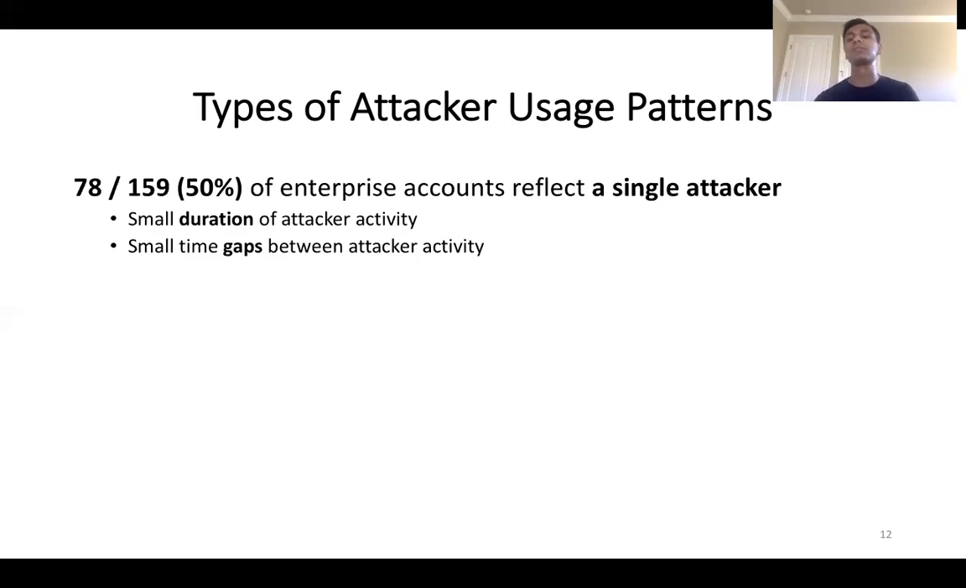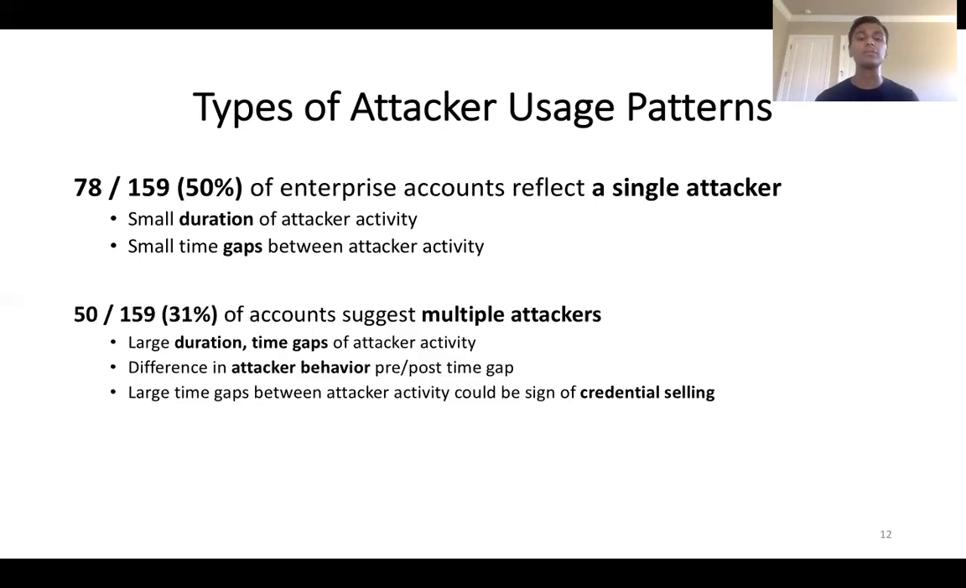Now, what about the accounts on the opposite side of the spectrum? Namely, accounts with longer durations of attacker activity and longer time gaps between the attacker activity. We did a more in-depth analysis into these accounts, and we used something called the Jaccard similarity coefficient. Briefly, the Jaccard similarity coefficient is a way to quantitatively measure the similarity between two sets of data. We use it to quantify the attacker behavior that we see before and after these large time gaps. And what we find is that in 31% of all accounts, there are multiple attackers at play. We saw a significant difference in attacker behavior before and after the largest time gap.